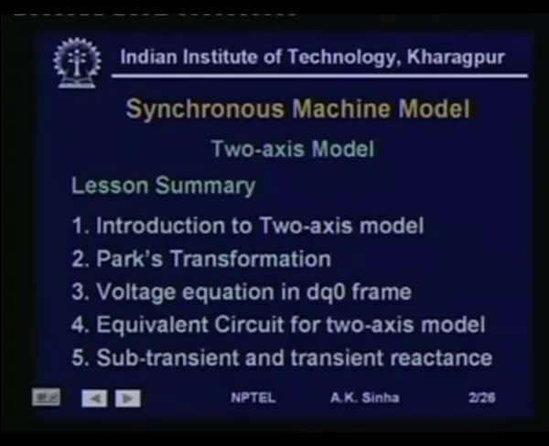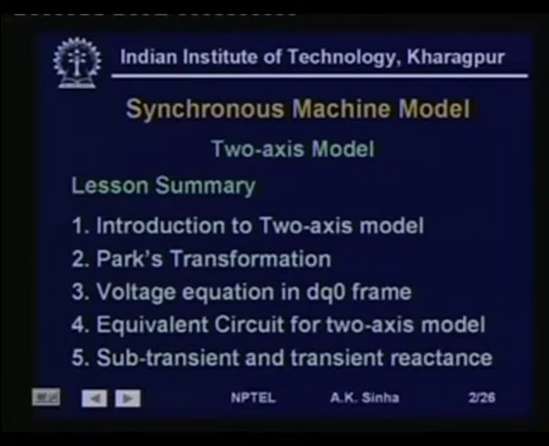Welcome to lesson 14 on power system analysis. In this lesson, we will be continuing on synchronous machine modeling, which we started in lesson 13. In this lesson, we will discuss the 2-axis model.